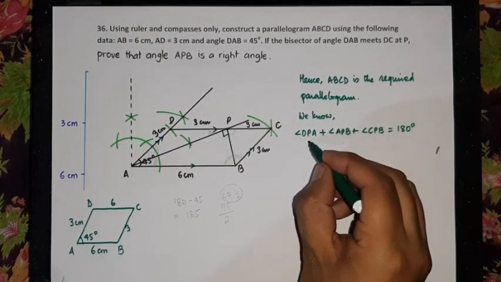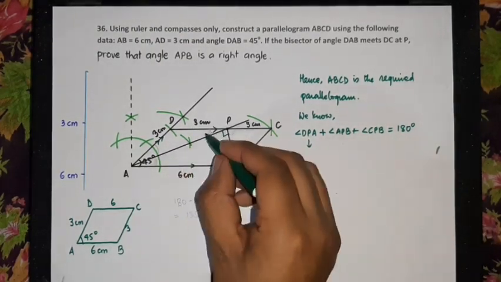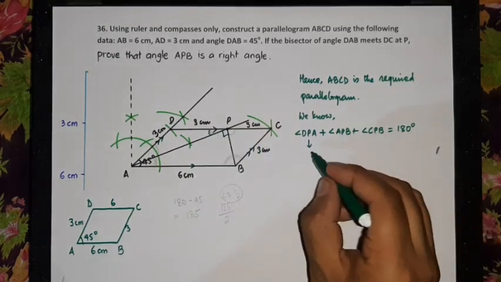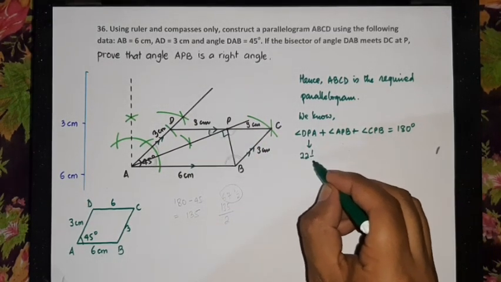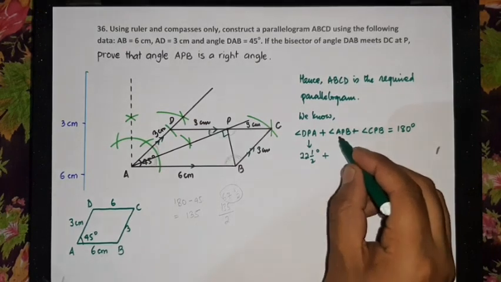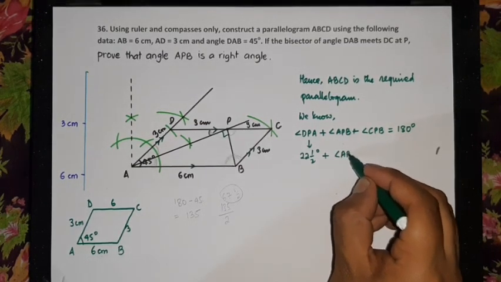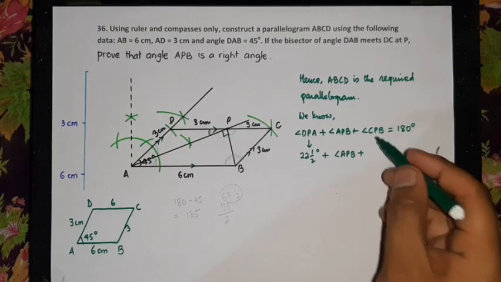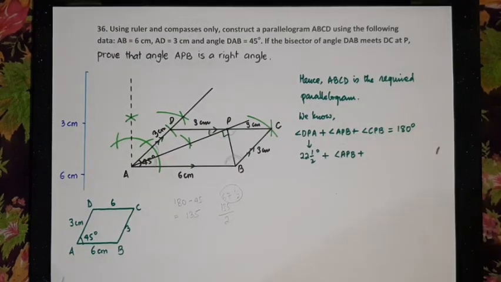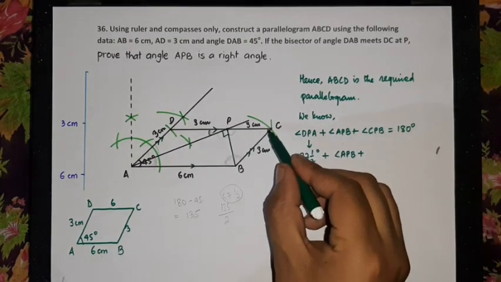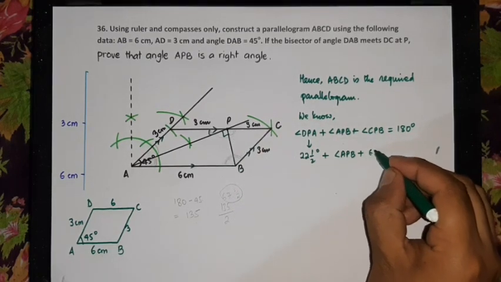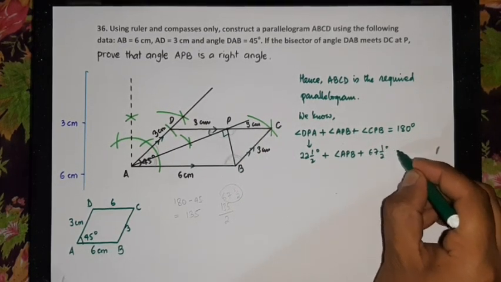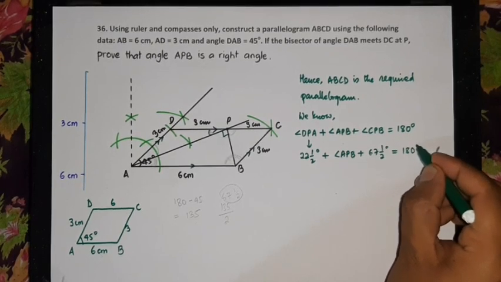So let me write DPA. So DPA means this angle. So this angle turned out to be how much? This angle turned out to be 22.5 degree, right? Plus angle APB, we need to find this, plus angle CPB, that is this angle, turned out to be how much? 67.5 degree, right? So this equals to 180 degree.